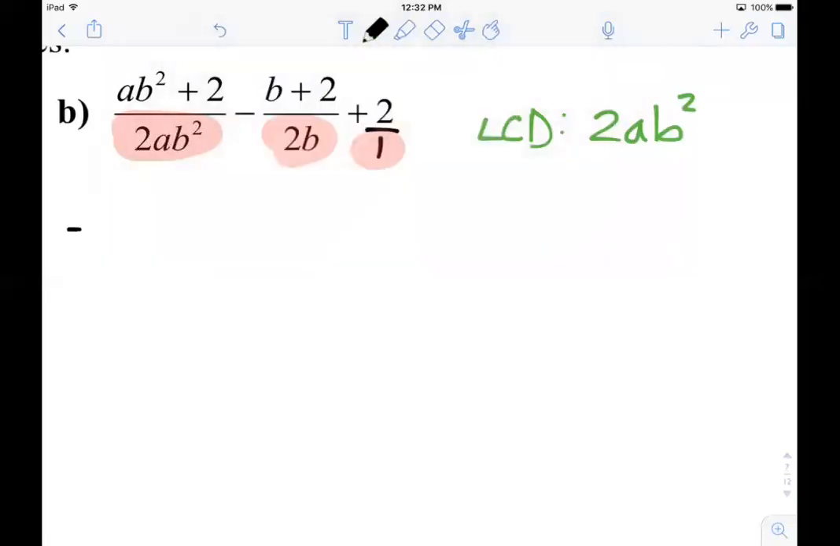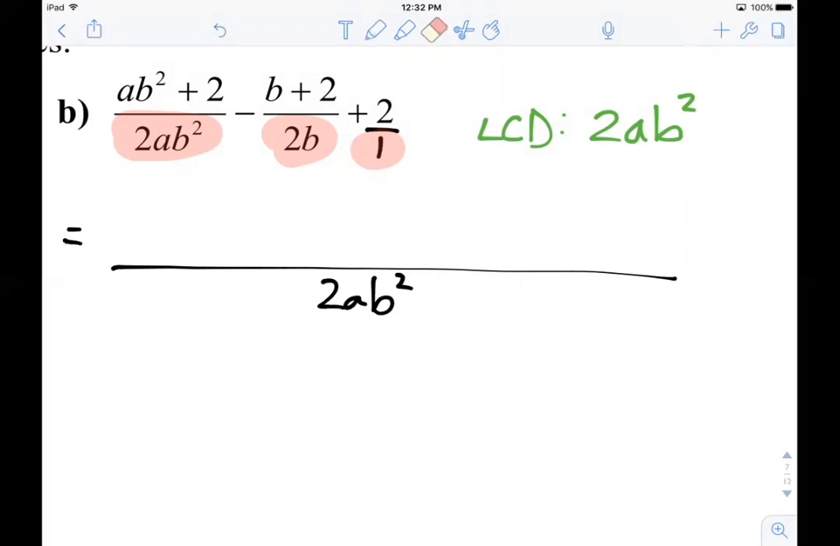Once again, I'm actually going to just draw one great big line and put my 2ab squared on the bottom as my common denominator. And then I need to ask myself, what would I have to multiply each term's denominator by to get 2ab squared, and then multiply its numerator by the same thing? Well, again, I'll sort of back up and do these all over again.